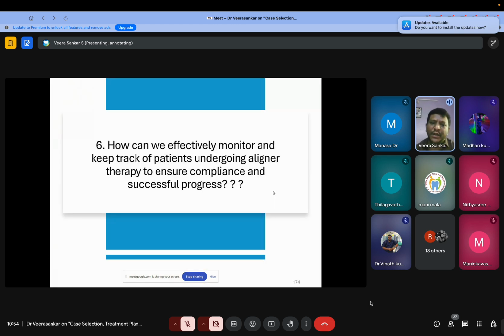So, last question. How can we effectively monitor and keep track of patients undergoing aligner therapy to ensure compliance and successful progress? You can use the Invisalign progress assessment tool, at least in the patient whom you suspect is not wearing the aligner properly, because not in all cases does it require scanning, because the scanning is also chargeable for a doctor who doesn't have the scanner on their own. So whenever they come for a review, you can check the aligner fit, movement of the teeth, and proper intercuspation. You can check that if the aligners are fitting properly, it is on track.